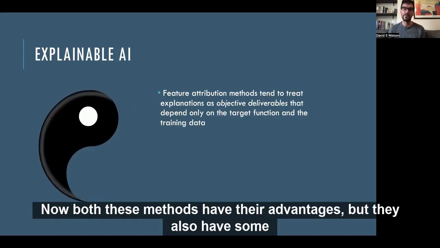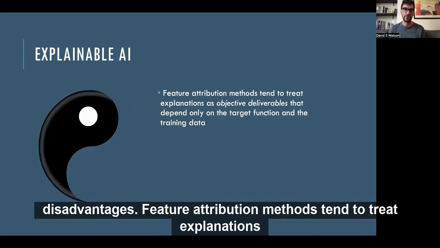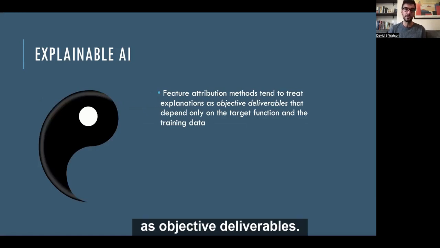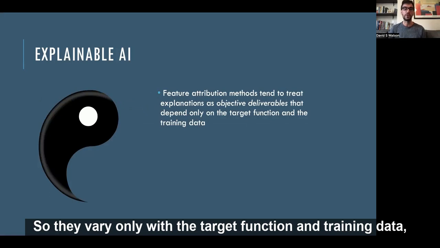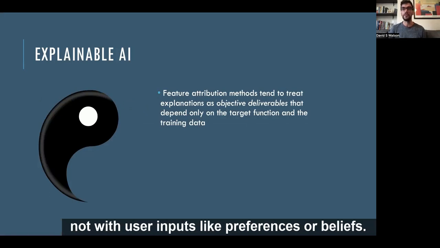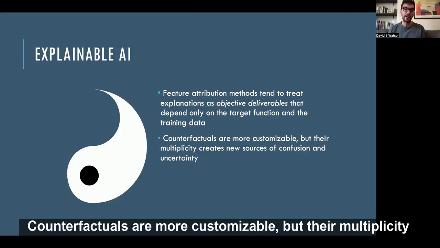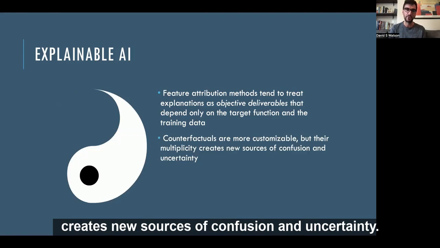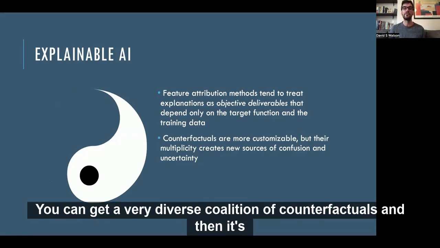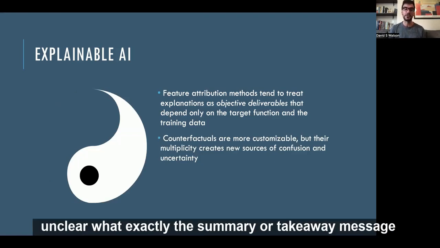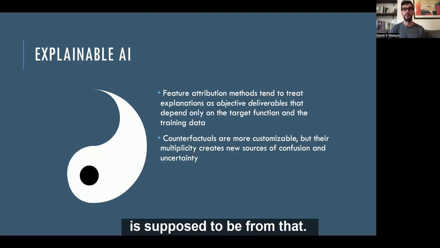Now, both these methods have their advantages, but they also have some disadvantages. Feature attribution methods tend to treat explanations as objective deliverables, so they vary only with the target function and training data, not with user inputs like preferences or beliefs. Counterfactuals are more customizable, but their multiplicity creates new sources of confusion and uncertainty. You can get a very diverse coalition of counterfactuals, and then it's unclear what exactly the summary or takeaway message is supposed to be from that.